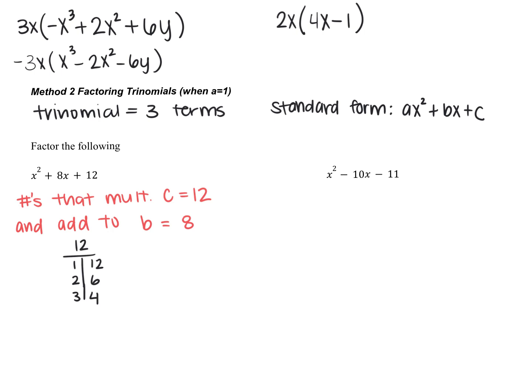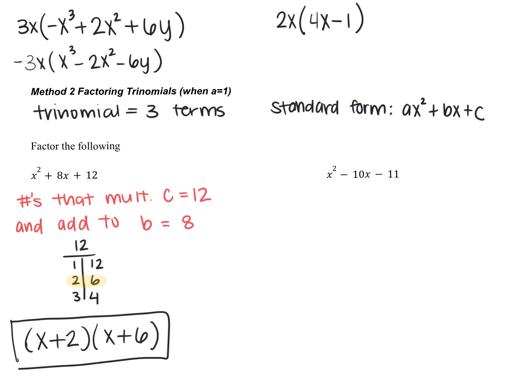Those are all numbers that multiply to 12, but only one of them is going to add to 8, and that's going to be 6 and 2. So when I put it in factored form, it's going to be x plus 2, x plus 6. And it doesn't matter which parenthesis I put the 6 in and which I put the 2. I could have written this as x plus 6, x plus 2. It's the exact same answer, and they are both correct.